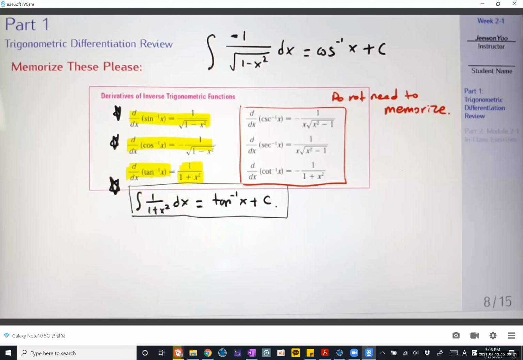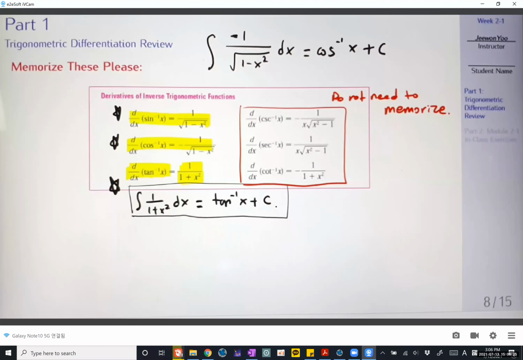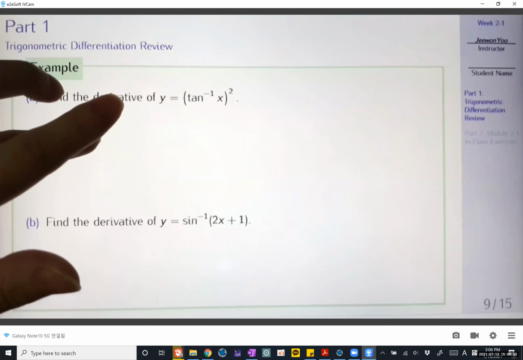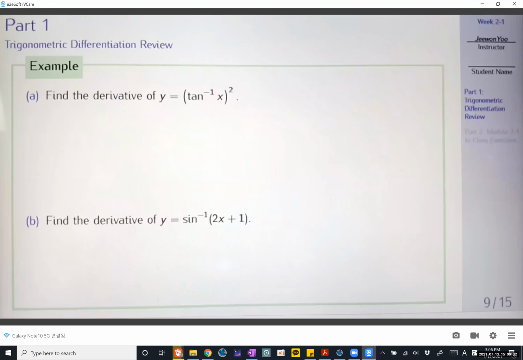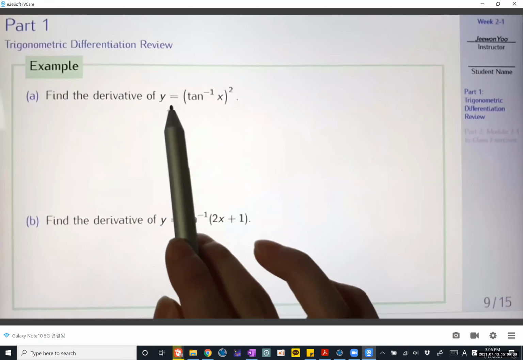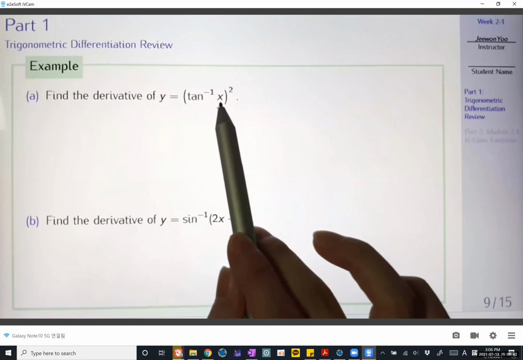Okay, so shall we go ahead and try finding the derivatives of such functions? Right here. Here's the first question regarding the derivative of inverse trig functions. Find the derivative of y equals (inverse tangent x) squared.